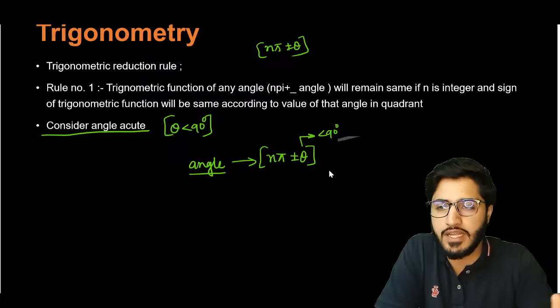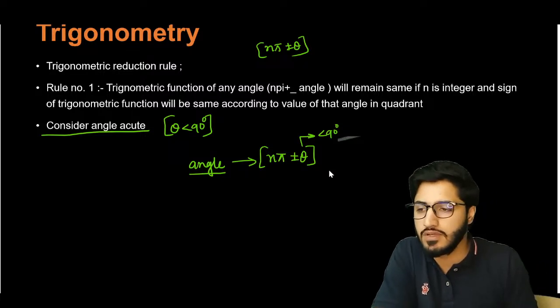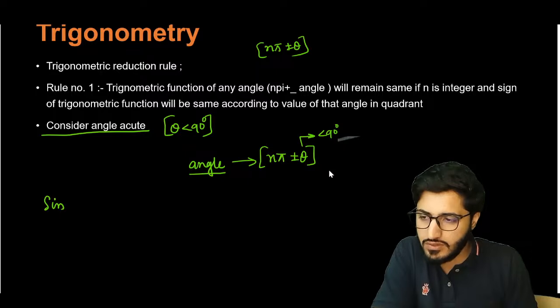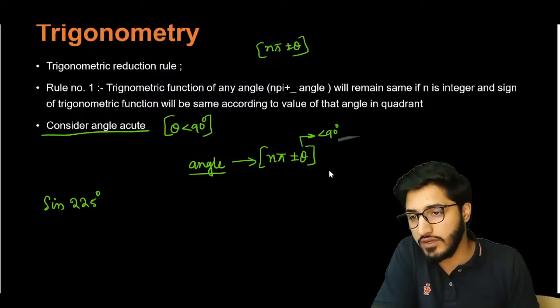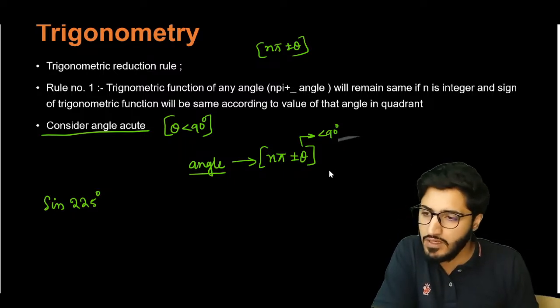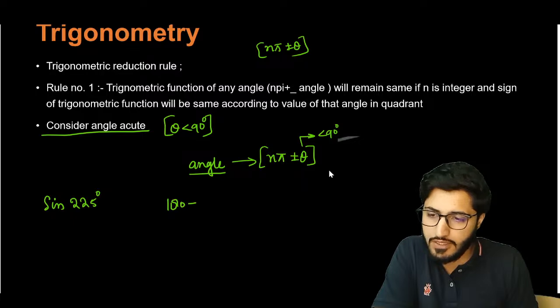We can do this by taking a simple numerical. So my question is, what is the value of sine 225? Is it possible to break down this sine 225 into this parameter? Let's try. So I think 225, I can just break down into 180 plus 45 degree.